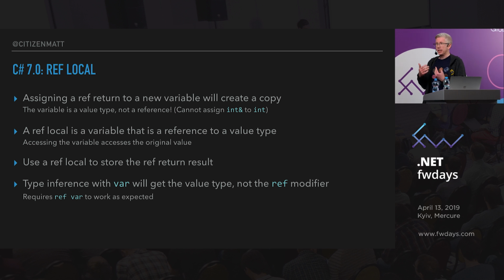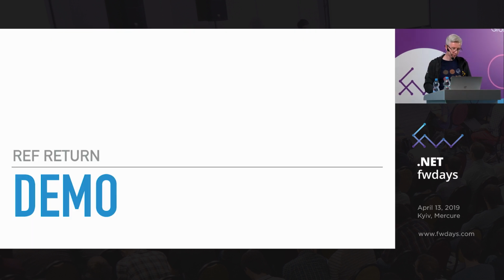And so we have the second feature, which is a ref local, and that's just a variable that is a reference to a value type. Again, accessing that variable gets the original value. It is the same value. So you use the ref local to store the ref return result. The way you use this is to use the ref keyword again. With type inferencing, you have to use ref var rather than just var, because var will be the value type itself and not the ref modifier.